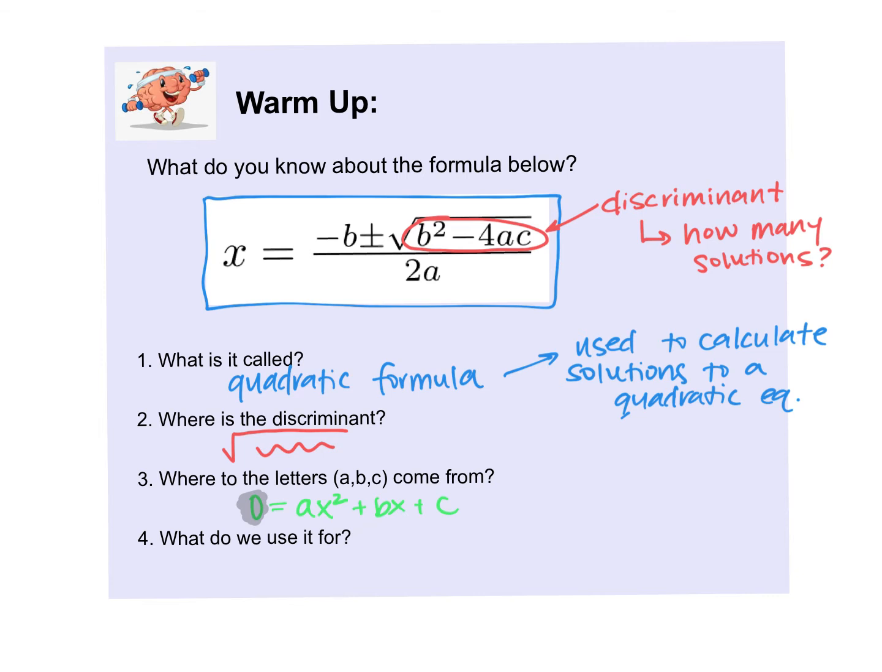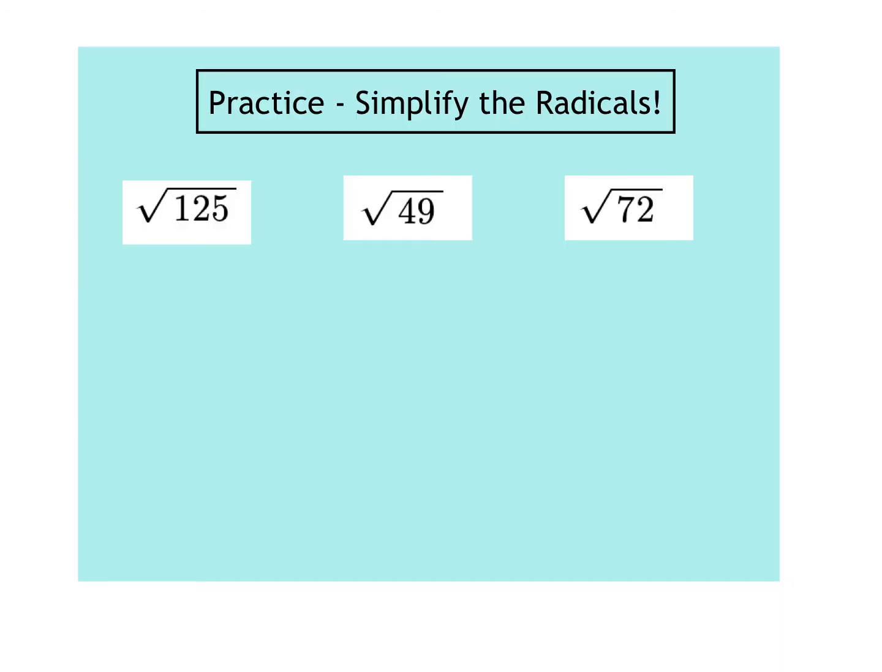I kind of already answered number 4. We use the discriminant to find how many solutions there are to a quadratic equation. We use the quadratic formula itself to find those solutions. One of the skills that we're going to need for the quadratic formula is simplifying radicals.